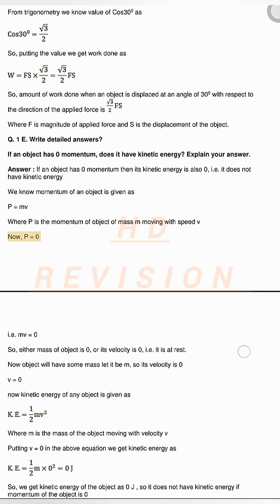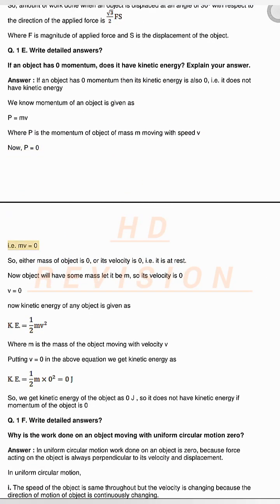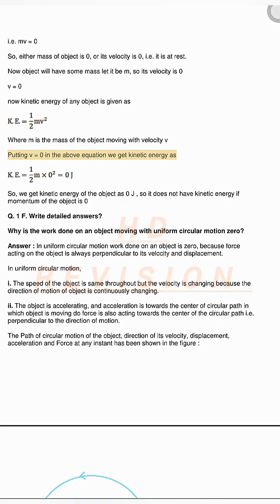Now, P equals 0, i.e. mv equals 0. So, either the mass of the object is 0, or its velocity is 0, i.e. it is at rest. Now the object will have some mass, let it be m, so its velocity is 0, v equals 0. Now kinetic energy of any object is given as half m v squared, where m is the mass of the object moving with velocity v. Putting v equals 0 in the above equation we get kinetic energy as 0. So, we get kinetic energy of the object is 0 J, so it does not have kinetic energy if momentum of the object is 0.